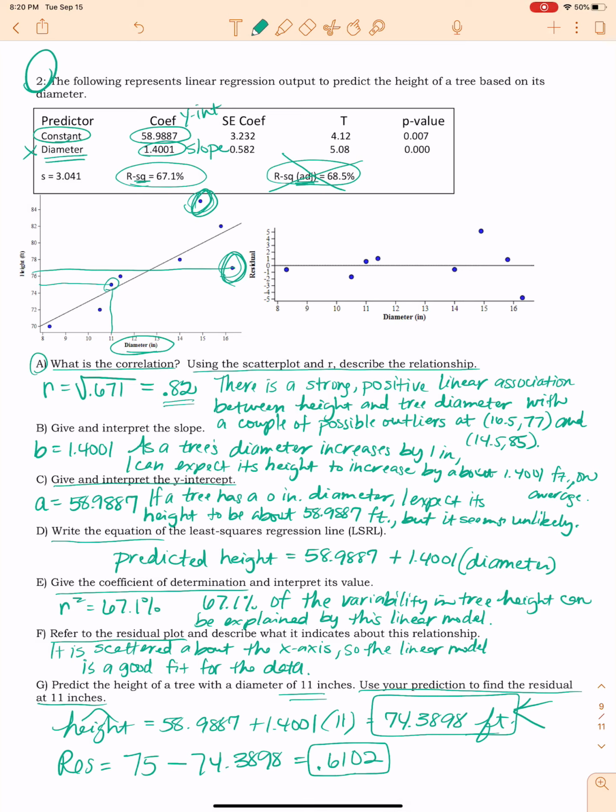What it means is that my predicted value actually falls below the actual value of the tree I measured at a diameter of 11. That just means that my prediction line under-predicted what the height of that tree was going to be. So have fun with it.